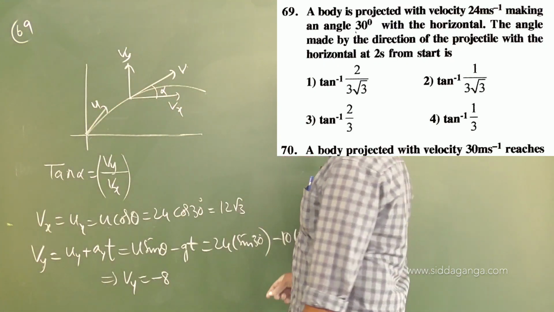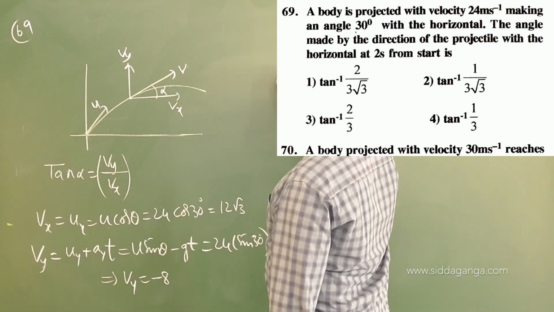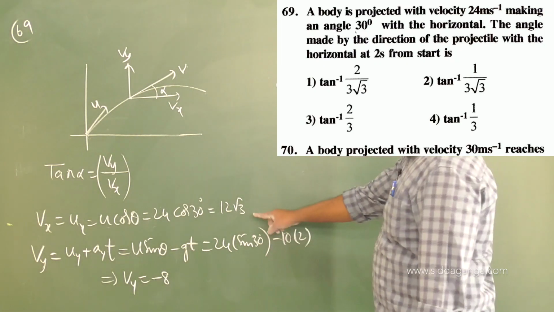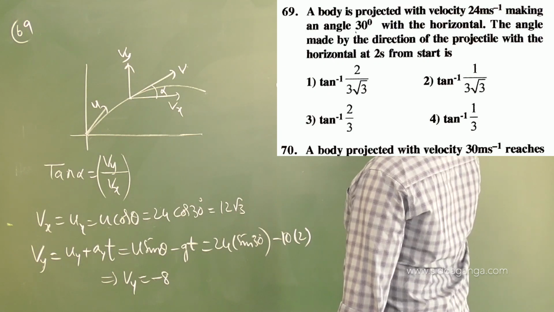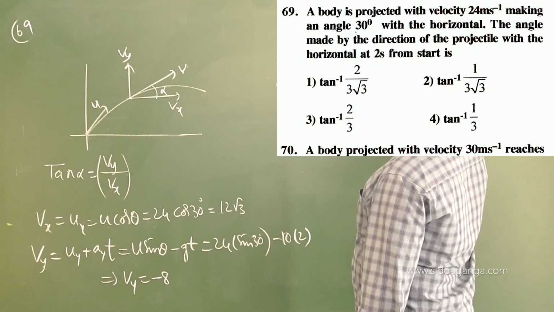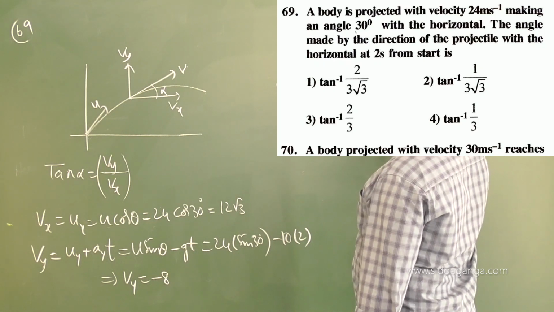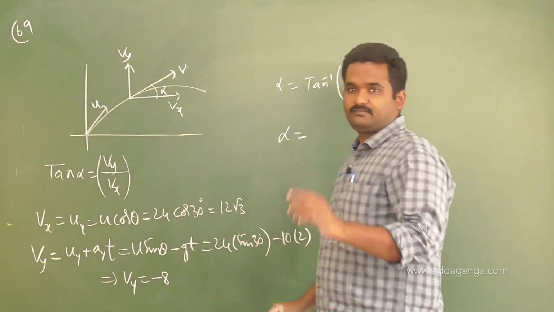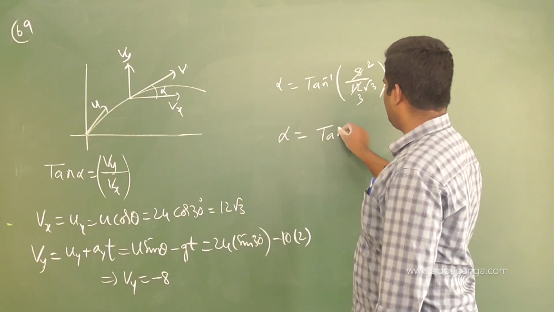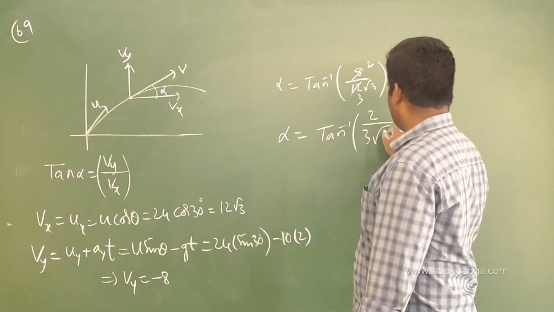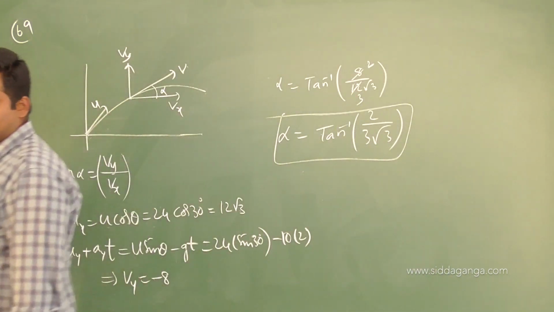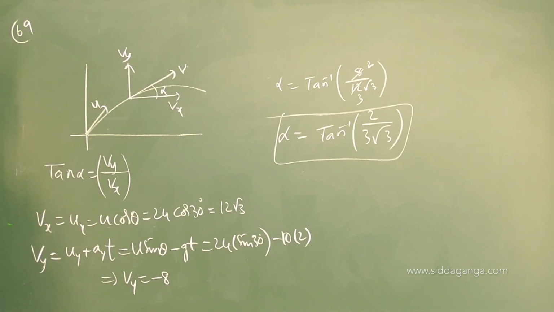Substituting this relation, with horizontal only they are asking, no? Anyway, no problem. Alpha equals tan inverse of Vy, which is 8, divided by 12 root 3. This is 4 twos are 8, 4 threes are 12, so 2 by 3 root 3. Alpha equals tan inverse of 2 by 3 root 3. This is the answer. With the horizontal, it makes an angle alpha equals tan inverse of 2 by 3 root 3.